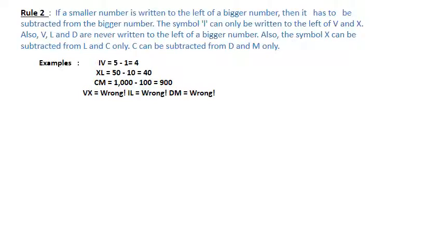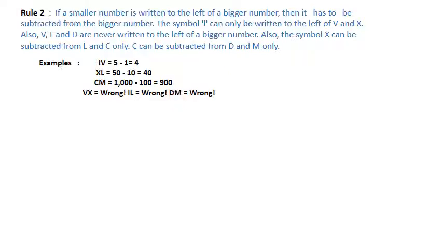And see here also, V, L and D are never written to the left of the bigger number. The value of X is 10 and the value of V is 5. Now this is the smaller number, so it is never written to the left. V, L and D. See here, I and L, which is wrong. D and M: the value of D is 500, and it is never written to the left of a bigger number.